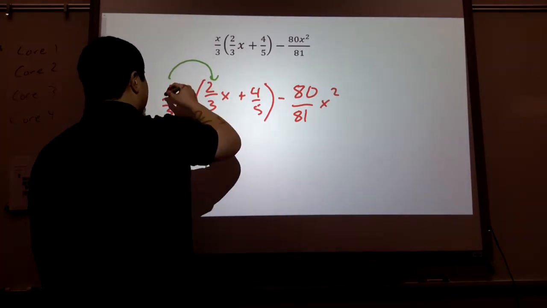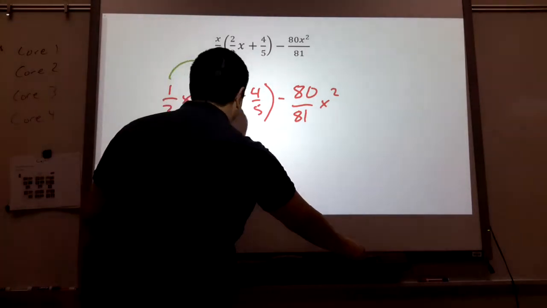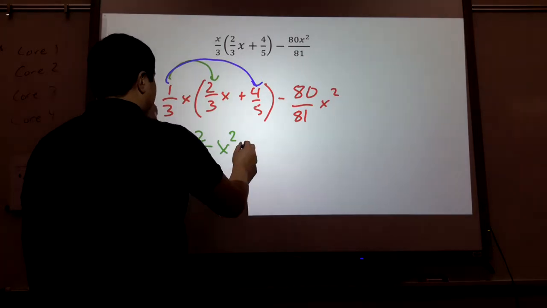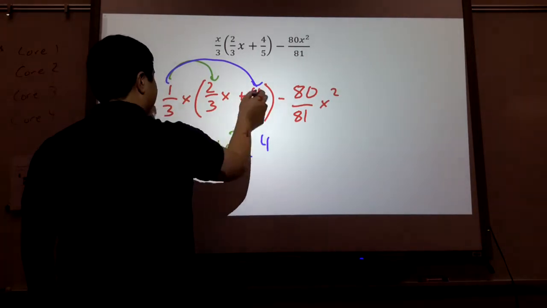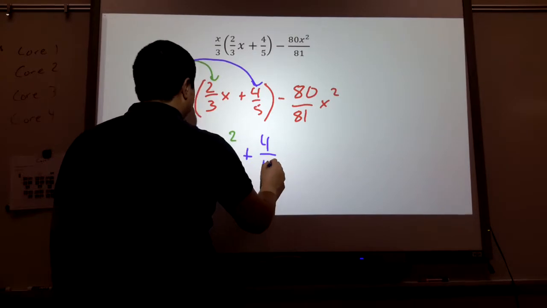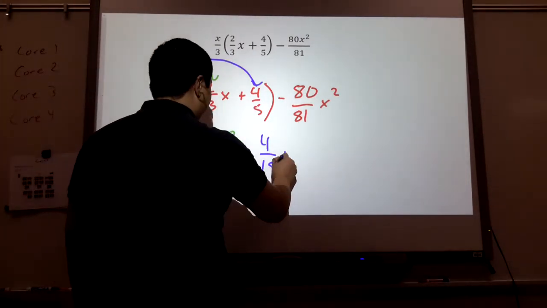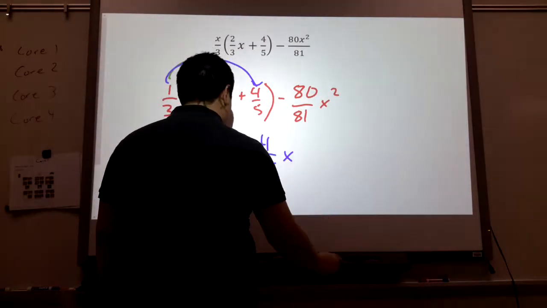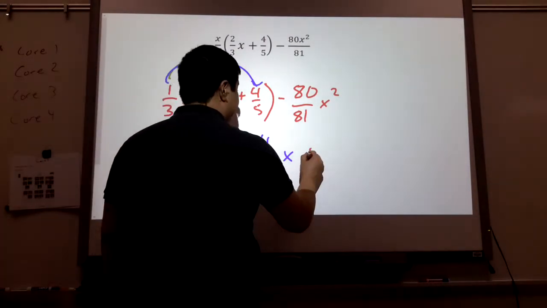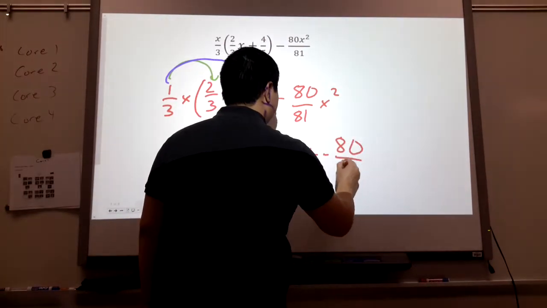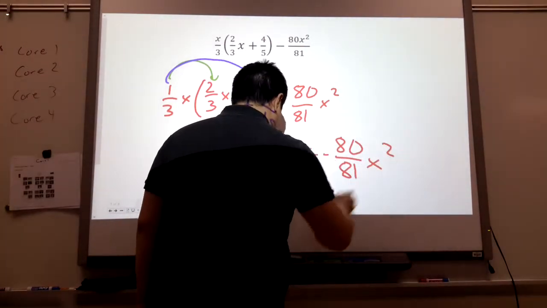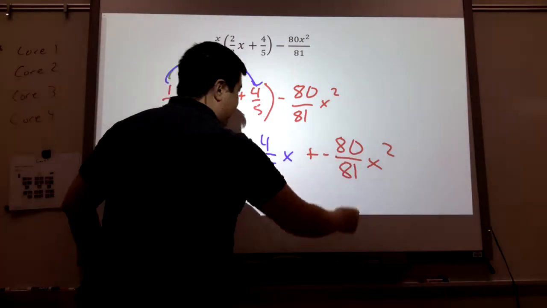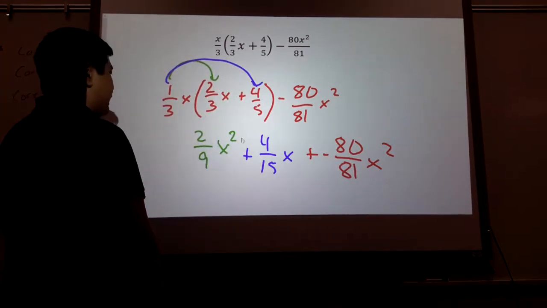The second term we're going to distribute to is 4/5, so we're going to do 1/3 x times 4/5. That gets us 4, 1 times 4. 3 times 5 is 15. We have an x out here, no x out here, so we have 4/15 x. We're going to change this to plus negative 80 over 81 x squared. Now we have like terms with the 2/9 x squared and the negative 80 over 81 x squared.